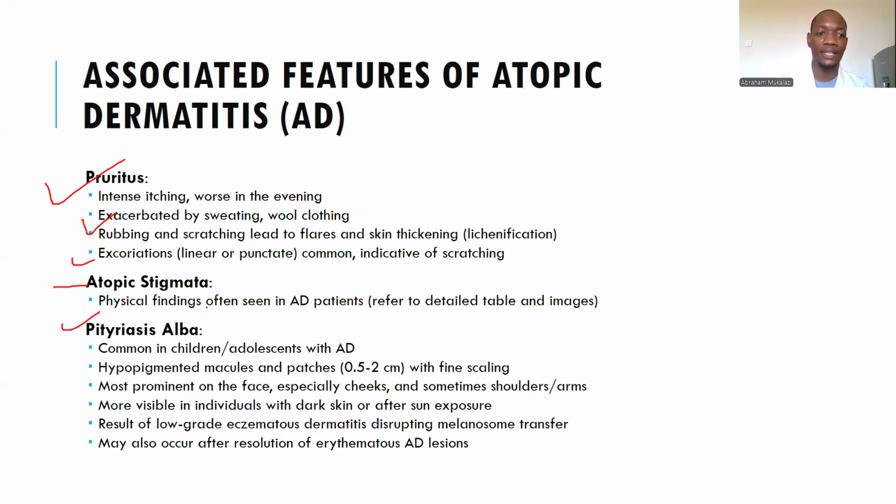Then you have what we call pityriasis alba, which is commonly seen in children or even adolescents with atopy, presenting with hypopigmented macules, usually around the face, on the sides of the eyes here. So most times it is also visible, especially if your skin type is a 4, a 5, or a 6. It will be very clear for us to see the pityriasis alba. So it may actually be subtle or maybe the only presentation, which indicates that someone has sensitive skin.